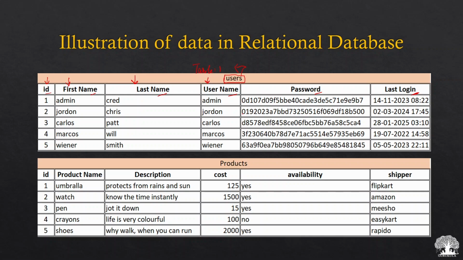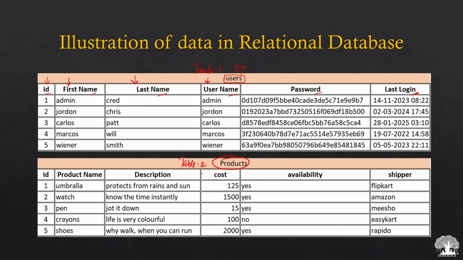Like this, databases may also be used to contain information about the products. So here we can see this is our second table. This is our table 2, which is all about products. Here the table name is product.